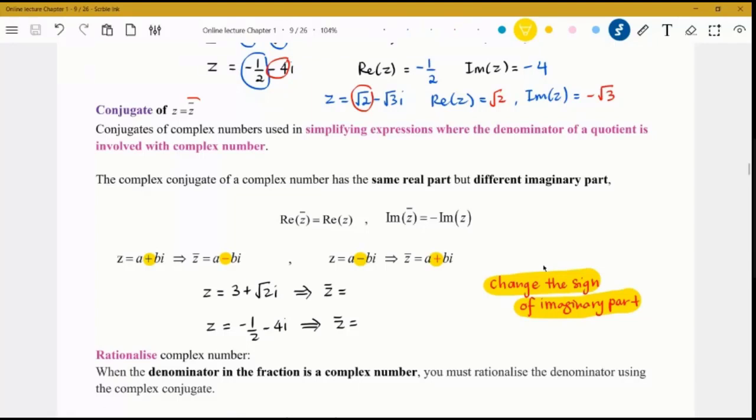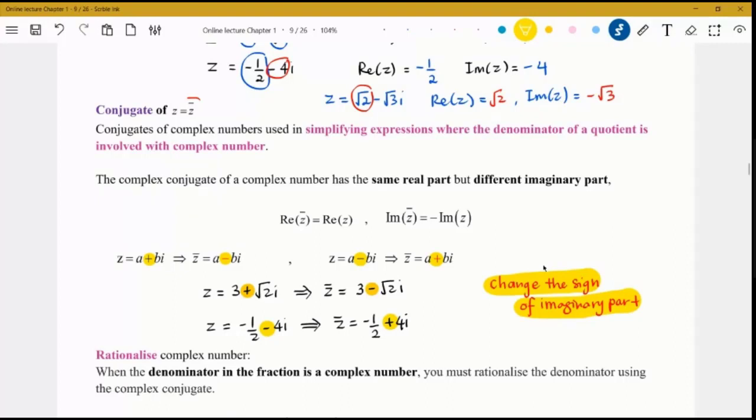Okay, so let's say if we have Z equal to 3 plus square root 2i. So it means your Z bar will be 3 minus square root 2i, which is we change the sign here. Okay, if we have Z equal to negative half minus 4i. So negative half maintain sebab dia adalah real part. Imaginary dia akan ubah jadi positive 4i. So kita ubah sign di sini sahaja. Okay, so that's how we find the conjugate.